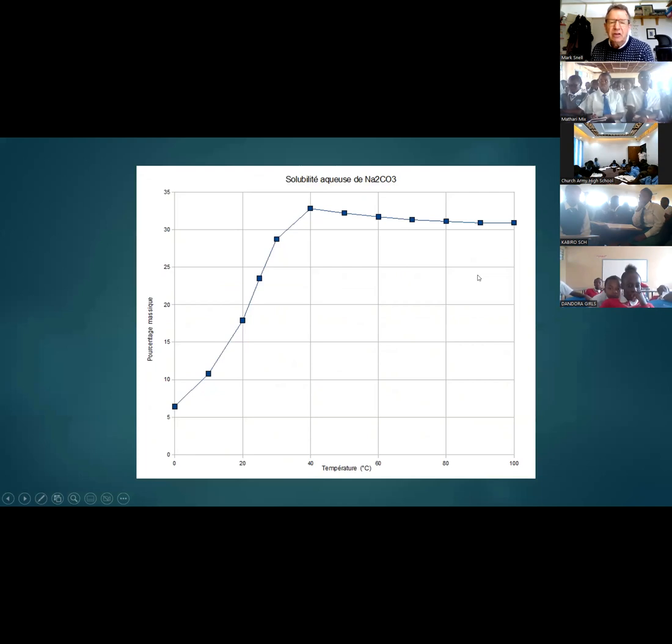Here's sodium carbonate. Sodium carbonate is a mixture of the other 2 types of graph. So sodium carbonate seems to increase in solubility up to around about 40 degrees, and then it drops. Oh, this is a French one, look. Solubilité aqueuse. My French is fantastic. So there, that bit is like the potassium nitrate, and then it's dropping like the calcium sulfate. Okay, that's an unusual thing. That's an unusual graph, but it's very important you know it.